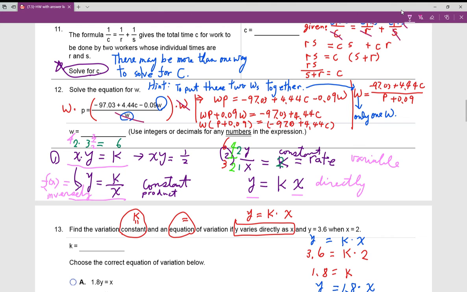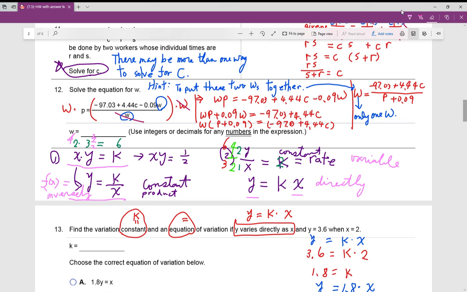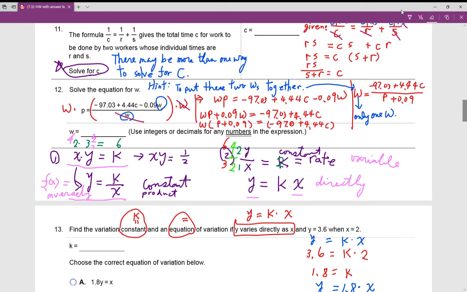If you have more than two variables, then it may be a combination, and if this combination is all direct variation, then we call it joint variation. I'm going to talk about that pretty soon. So the basic two formulas are, one is direct variation, the other type is inverse variation, and then we have combination or joint variation.